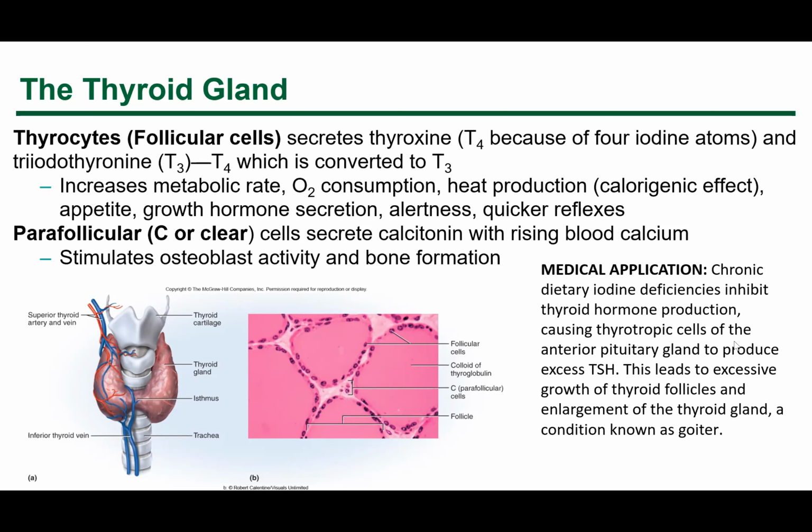So what happens if you don't have enough iodine? This is a good opportunity to draw the hypothalamic pituitary thyroid axis and talk about what happens when you break a negative feedback loop.